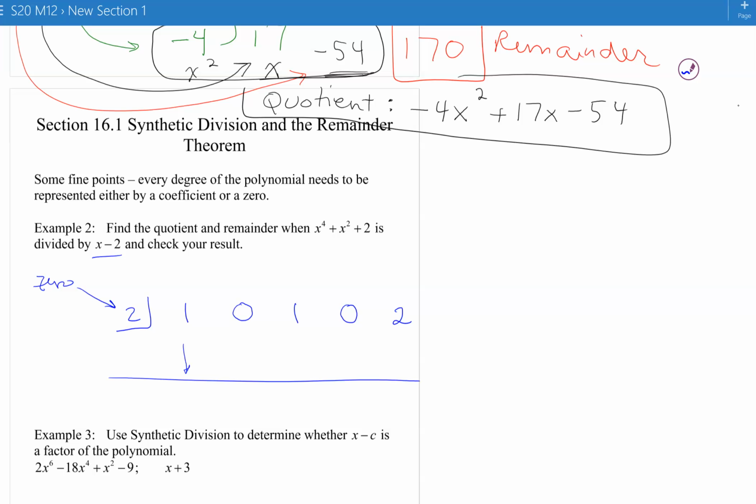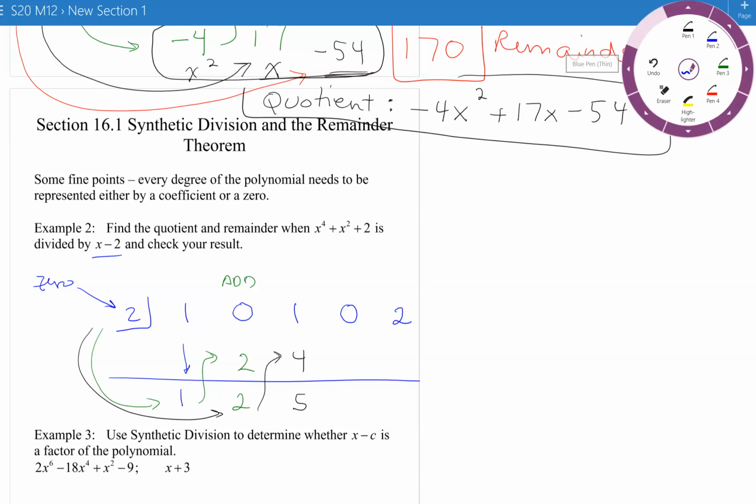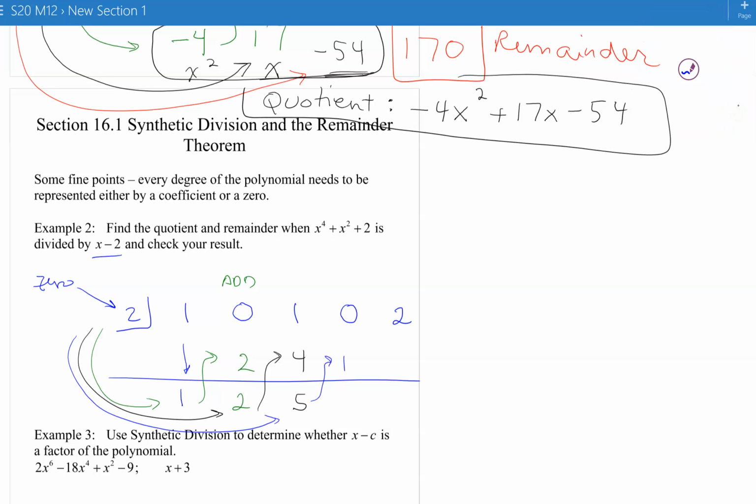So the 1 just comes right down. Then I have 2 times 1 goes in the next column and add. So I get 2. Then 2 times 2 goes in the next column and add. So that gives me 5. Then 2 times 5 goes in the next column and add. So that's 10. Then 2 times the 10 goes in the next column and add. So our remainder is 22.